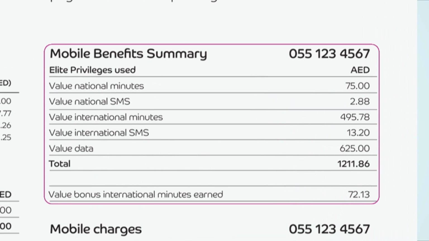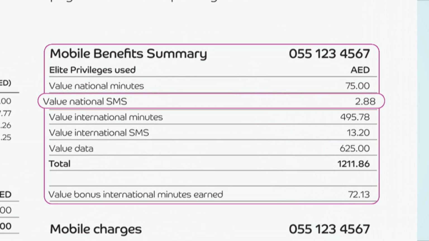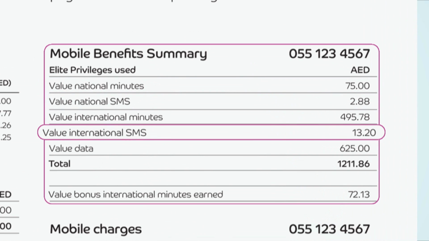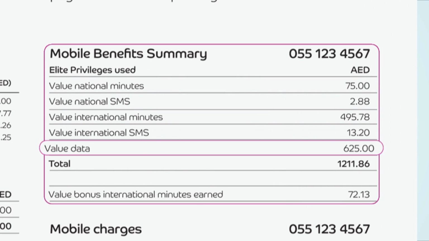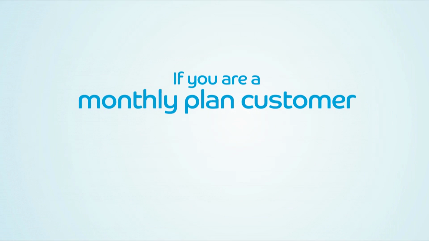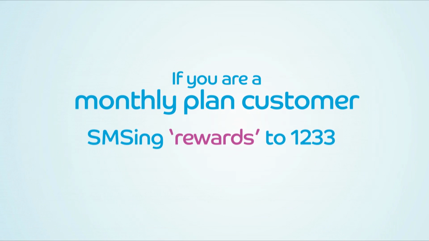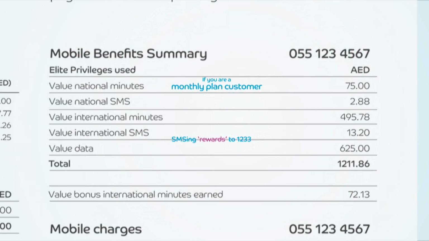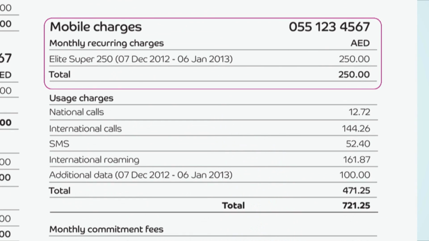The first part shows your benefits for this month. This shows you what the cost of all your calls and SMSs would have been if you hadn't chosen the great monthly plan you're currently on. The number at the bottom of your benefits section is exactly this: how much you saved. If you're a monthly plan customer, you can keep a check on your remaining free units by simply texting rewards to 1233. Here are your mobile charges for this month.